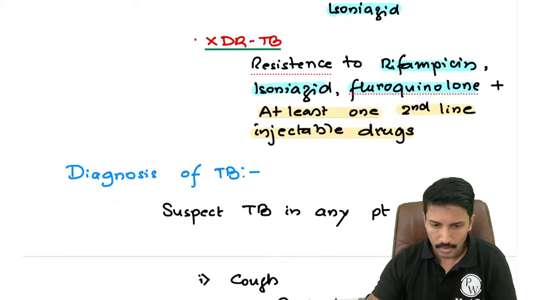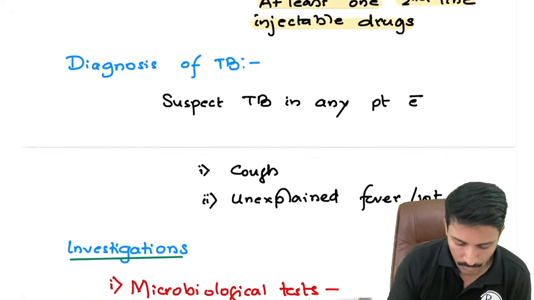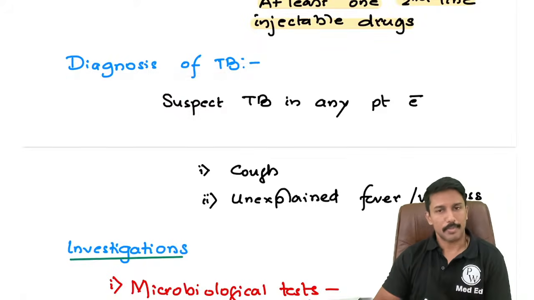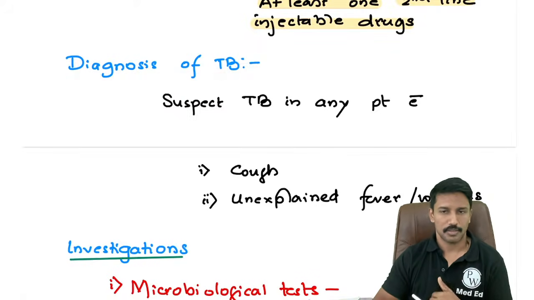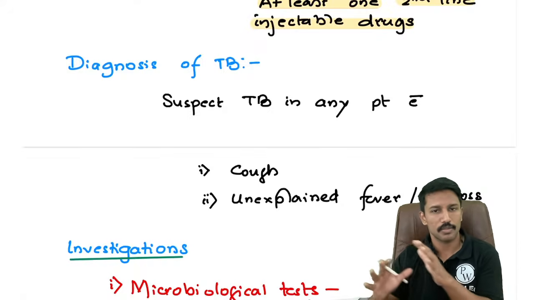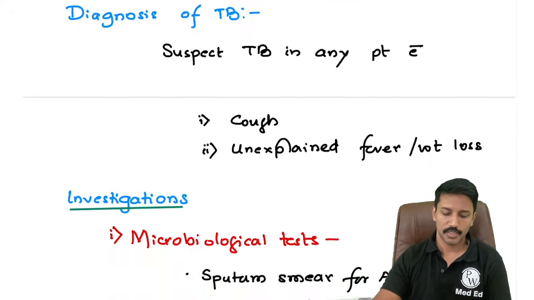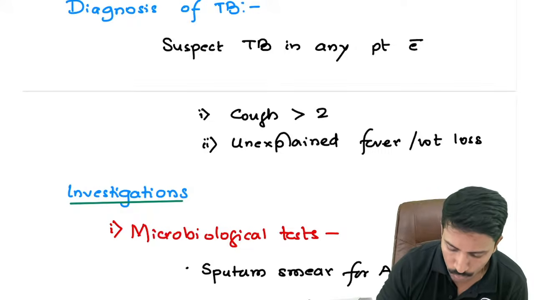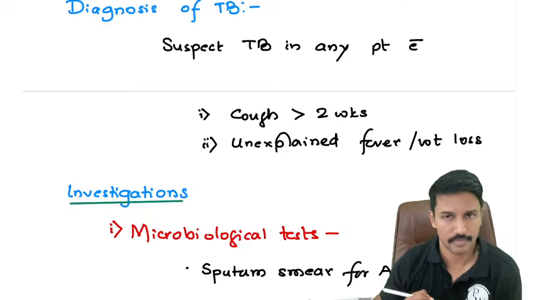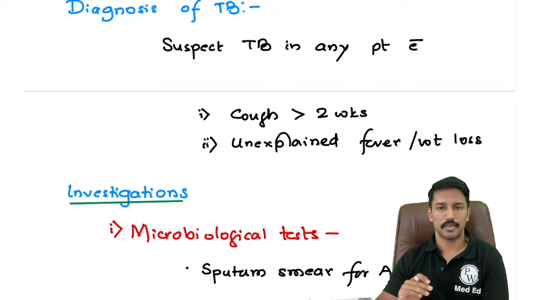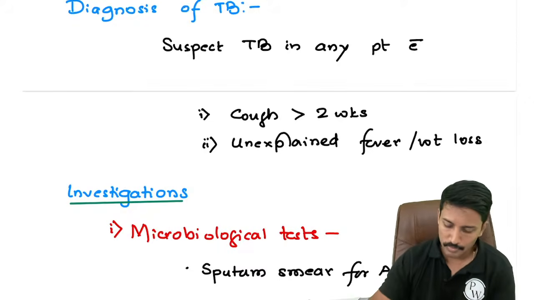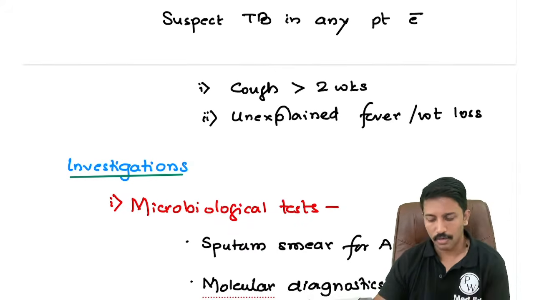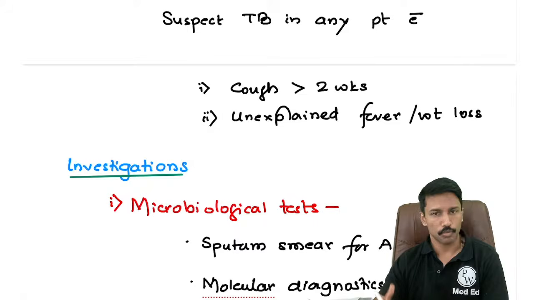Clear? Now, how do I make a diagnosis of TB? First thing is suspicion. Without suspicion, diagnosis of TB is not complete. So when do I suspect? Suspect TB in any patient presenting with cough for more than 2 weeks. This is our Indian guideline. Anyone with a cough of more than 2 weeks in India, we should suspect tuberculosis. Apart from that, anyone with unexplained fever or weight loss, we should suspect tuberculosis.